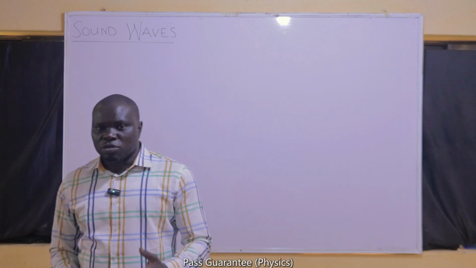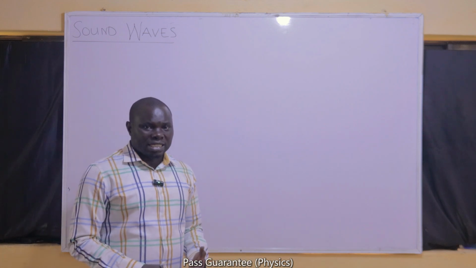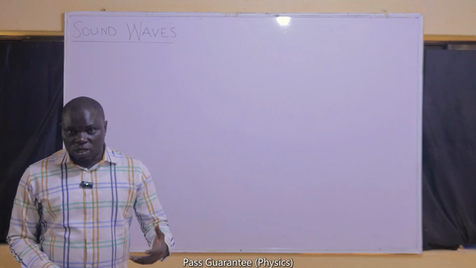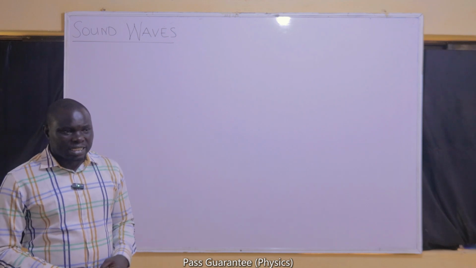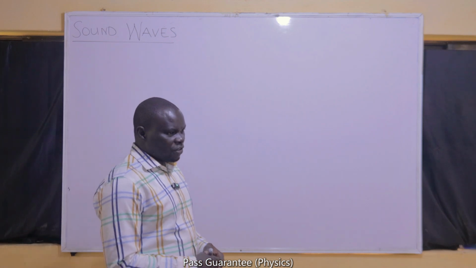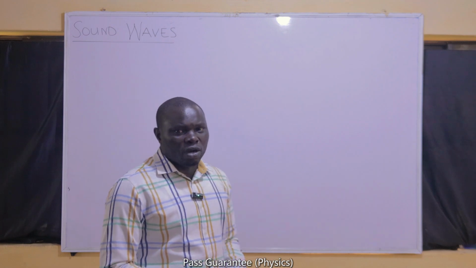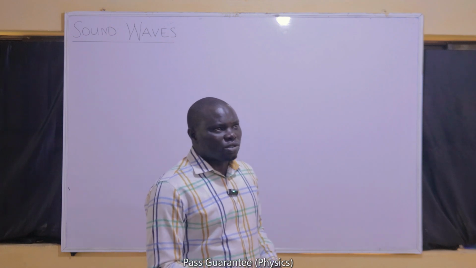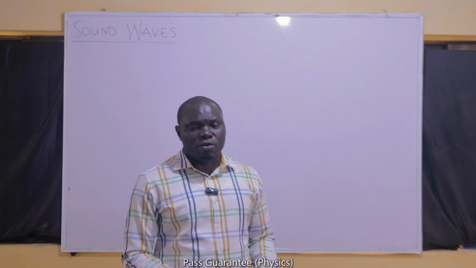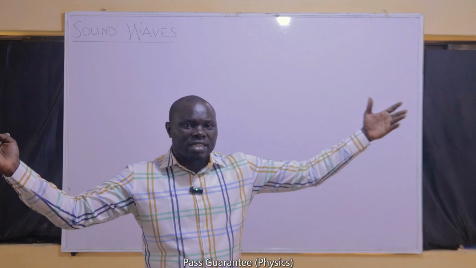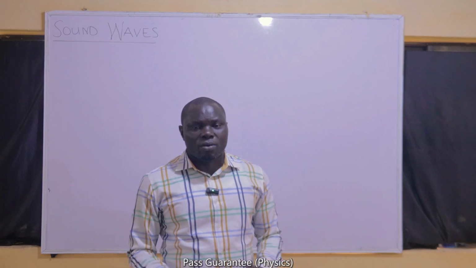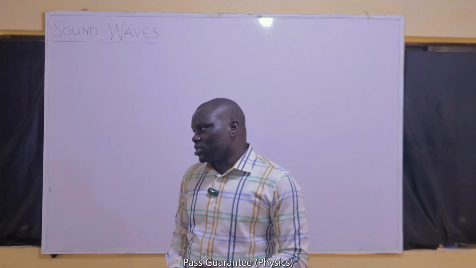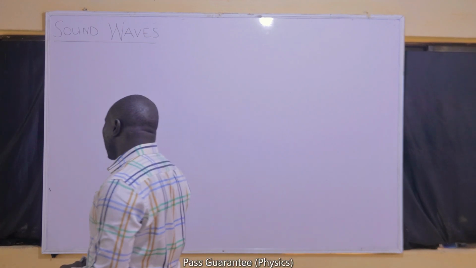Before you can have sound, you must have a material medium through which the sound is being propagated. We also understand that sound is a longitudinal wave. In fact, it's a principal example of a longitudinal wave. So sound is an example of a wave that is on the opposite side of light. While light is electromagnetic, sound is mechanical, and while light is transverse, sound is longitudinal.